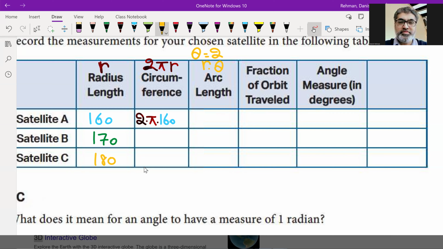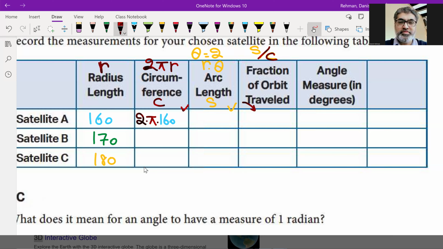How will you find out the fraction? The fraction will be S over C. S stands for the arc length and C stands for the orbit. Let me name this as C and let me name this as S. That means whatever is the result here, you will divide this arc length, this distance S, with this C, and that's what you're going to put over here. And that will give you the fraction every single time.